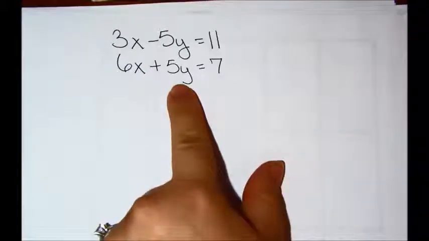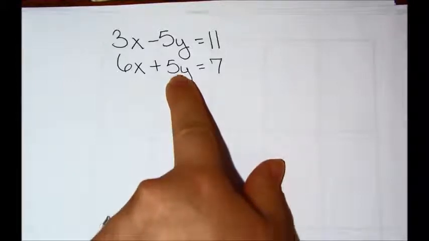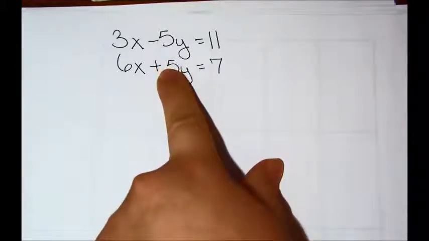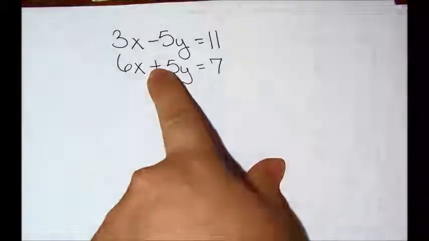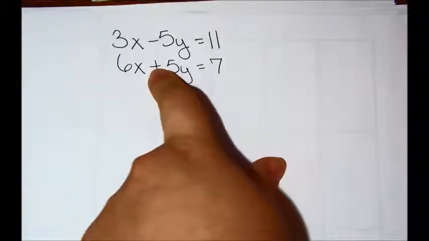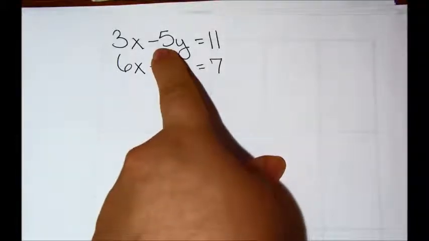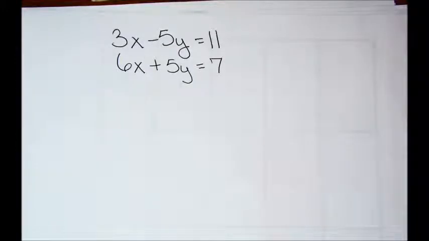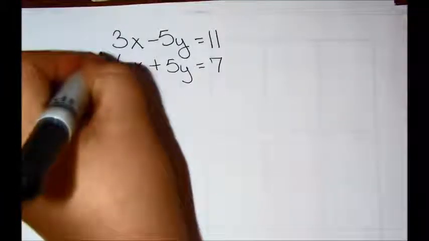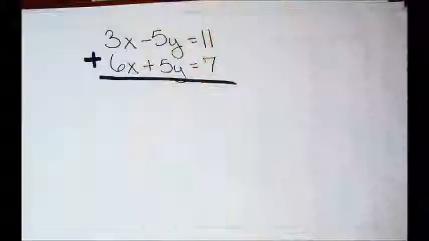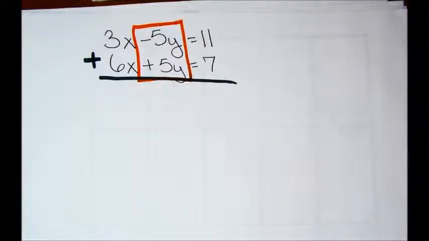When you look at Y, it already has the same number, 5 and 5, and it already has opposite signs. One of them is plus and one of them is minus. That means if I were to go ahead and add these two problems together, the y's would cancel out and I'd no longer have a y term. That's what you want to happen every time. You want one of the terms to cancel out when you add.